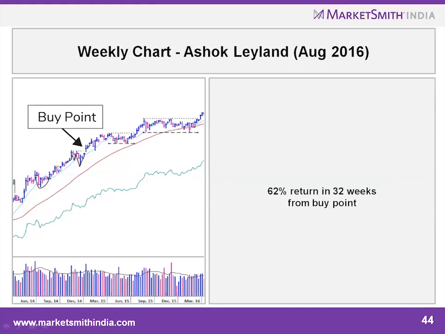This particular stock, Ashok Leyland, was a multi-bagger in 2016. It gave a return of 62% in 32 weeks. Ideally you need to check the earnings also. As per my understanding, possibly these breakouts would have happened right after the earnings, as auto companies and tractor companies come up with their numbers on a monthly basis. So every month, if the sales are increasing, definitely the stock will do good.